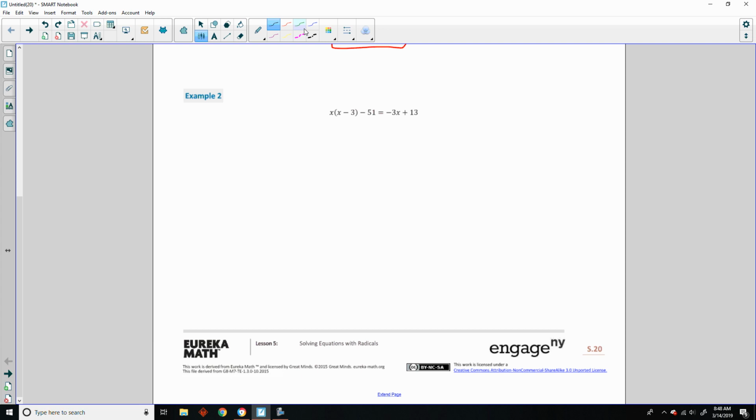Number 2. Okay, look at it. I have an x on the right, I have x's on the left. The right, I can't simplify it this time. There is a linear term, there is a constant, nothing to combine, but here I have the distributive property. x times x is x squared. x times a negative 3 is negative 3x minus 51.